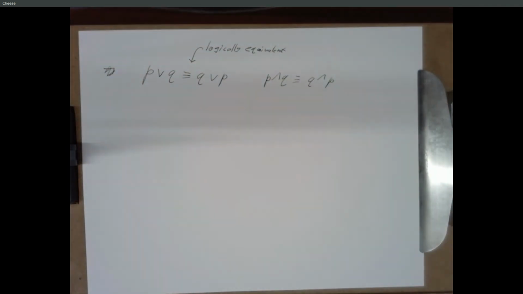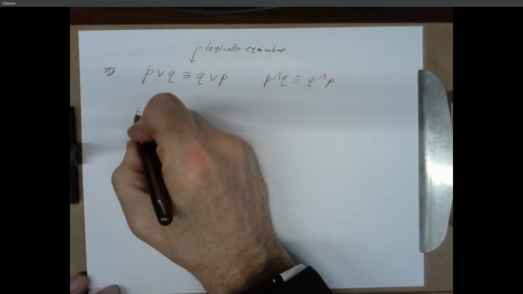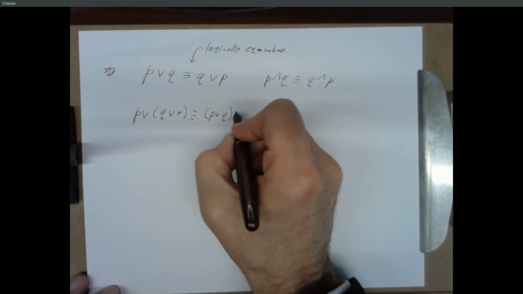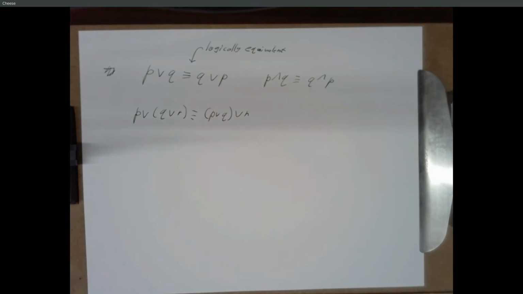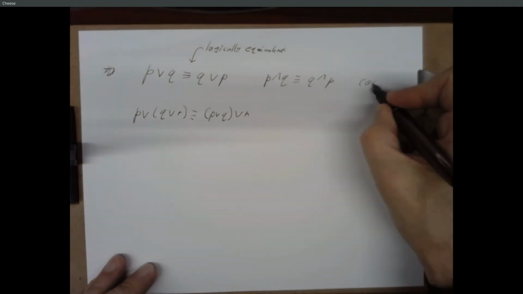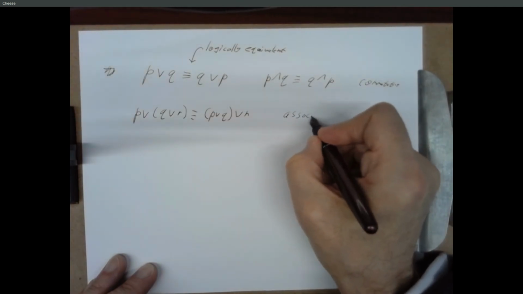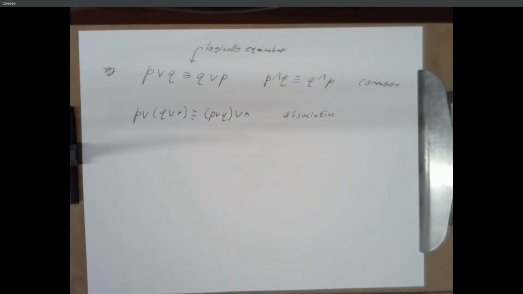Right? So conjunction is also commutative. We can do the ANDs in either order. We also have associativity. Q ORed with R, and then ORed with P is the same as P ORed with Q, and then ORed with R. So this is commutative. This is associative. And the same if we use conjunctions instead of disjunctions. So the order of doing AND operations doesn't matter.